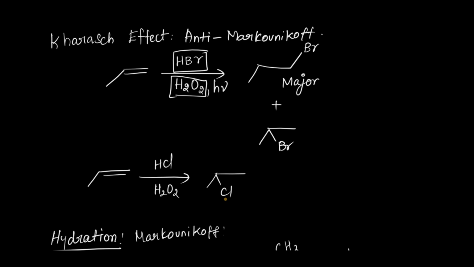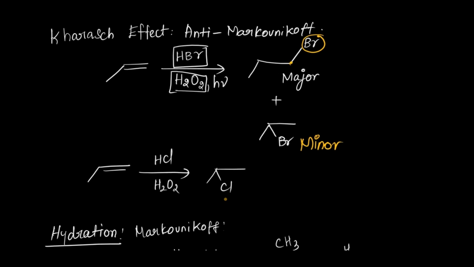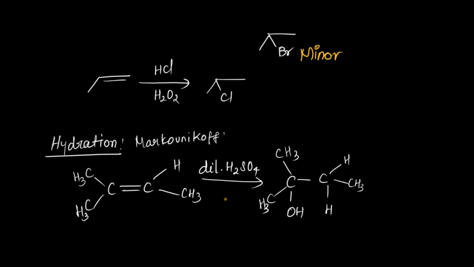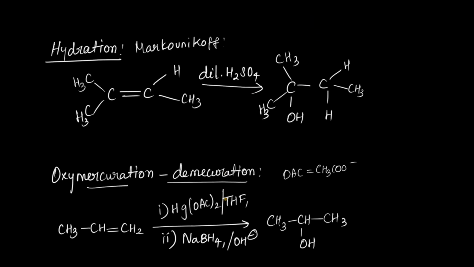Then Kharasch effect, or peroxide effect, or anti-Markovnikov product, which will form in the presence of HBr and peroxide combo in case of HX addition. So it's just opposite to Markovnikov. The negative part will go to the less substituted side. Like you can see, this becomes our major product. This is minor. This works well for HBr with peroxide combo only, not with HCl and peroxide.